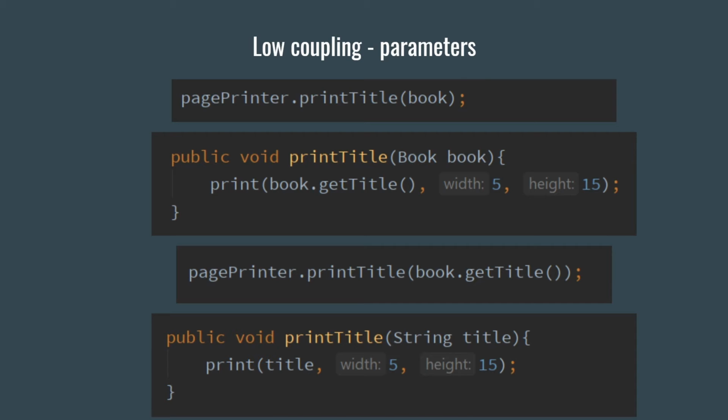Imagine you will work with movies next. Having a simple title string as a parameter will help you. All the code for printing titles will already be written, and you won't have to refactor or write a new print title method for movie.